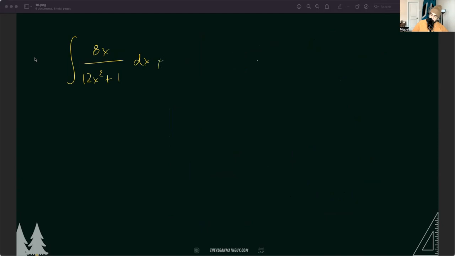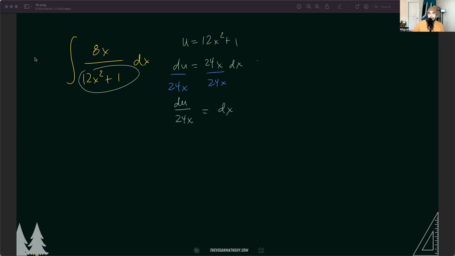And what we're going to do is, again, make the bottom value our u. u is equal to 12x squared plus 1. Our du is going to equal 24x dx. And now we're going to divide the 24x to the other side, so that we have du over 24x is equal to dx. And that's how we're going to rewrite our integral on the left side. So we have 8x over that entire denominator, which was our u value, times the dx, which is now rewritten as du over 24x.